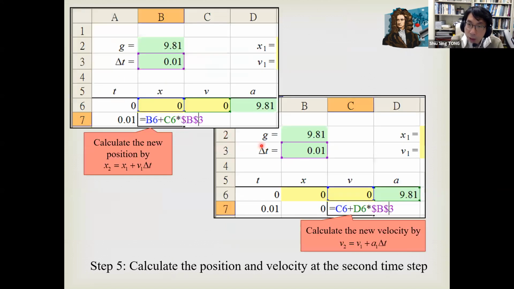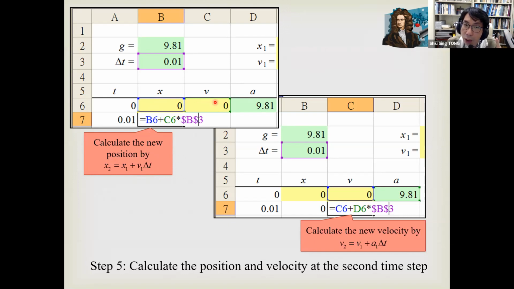And the second row is crucial. How do I find the position and the velocity at the later time? The idea is to use this formula: X2 is equal to X1 plus V1 delta T. So I write an equal sign here first, and I refer to the previous position. I want to calculate X2, so I refer to X1, the position in the previous time interval, which in this case is cell B6. Plus what? V1. V1 is the velocity at the previous time interval.